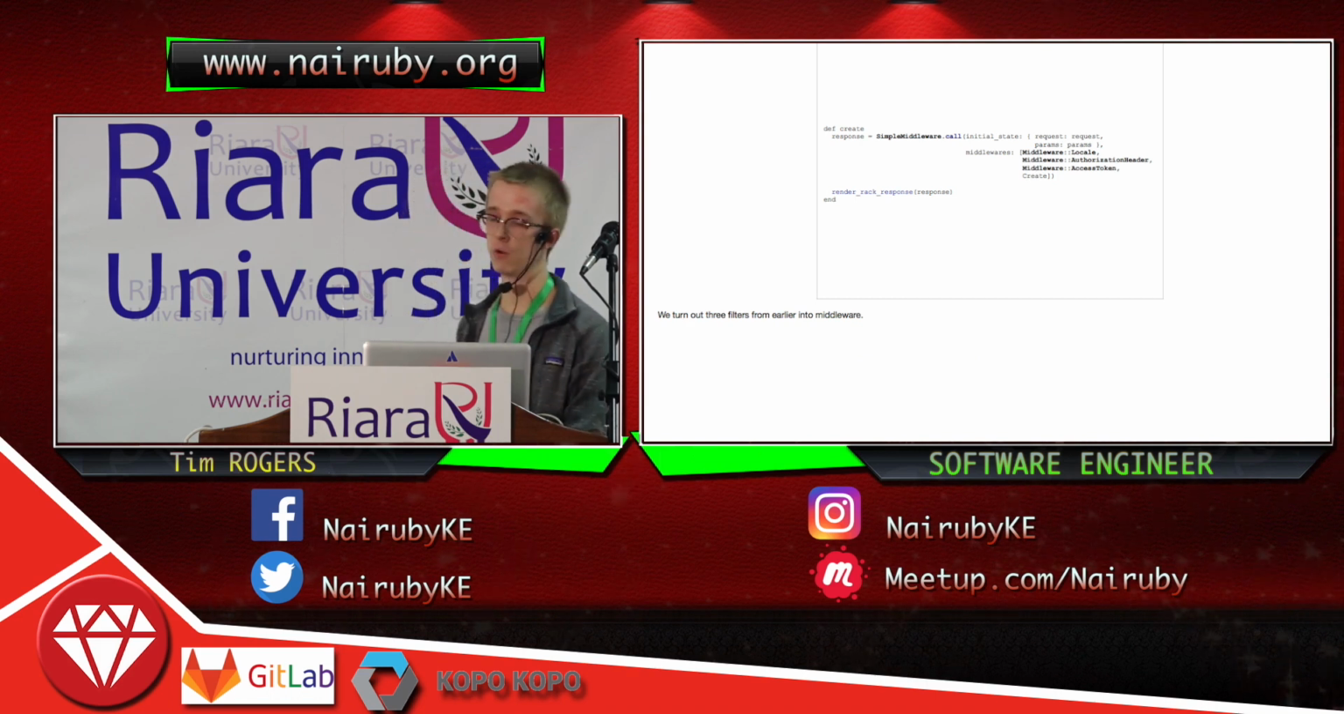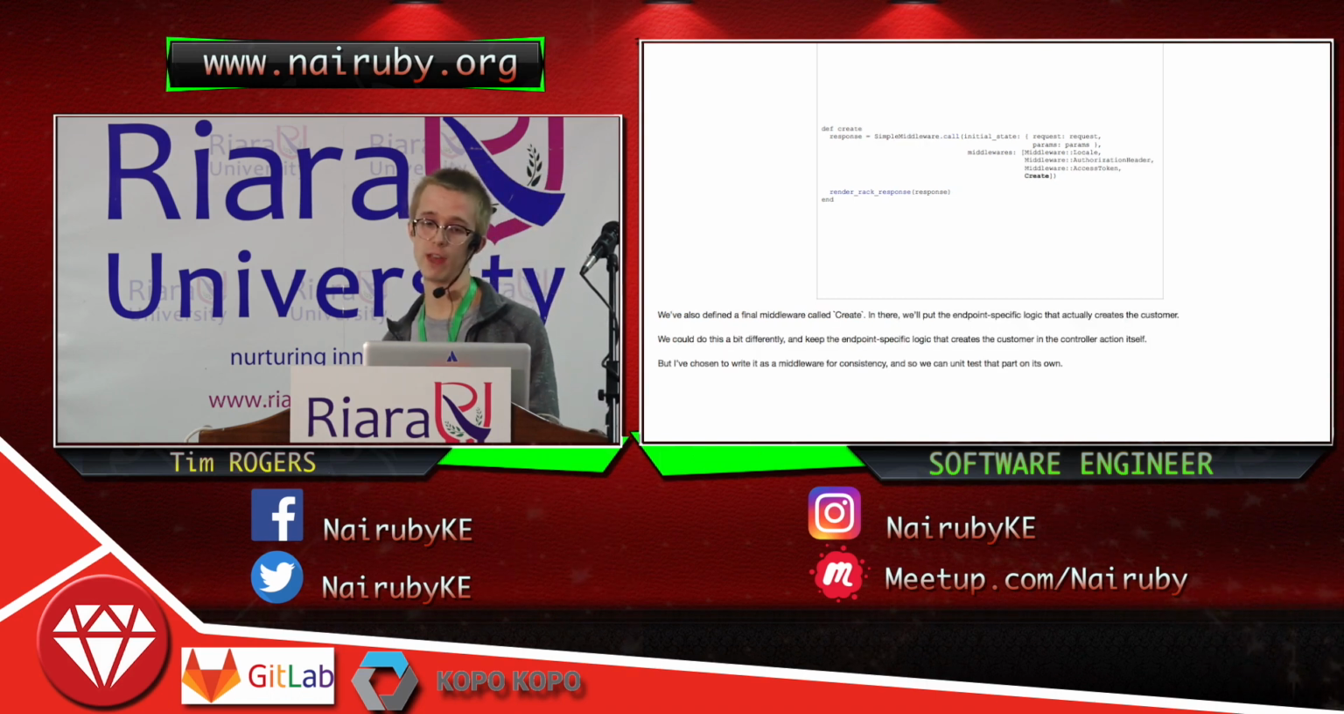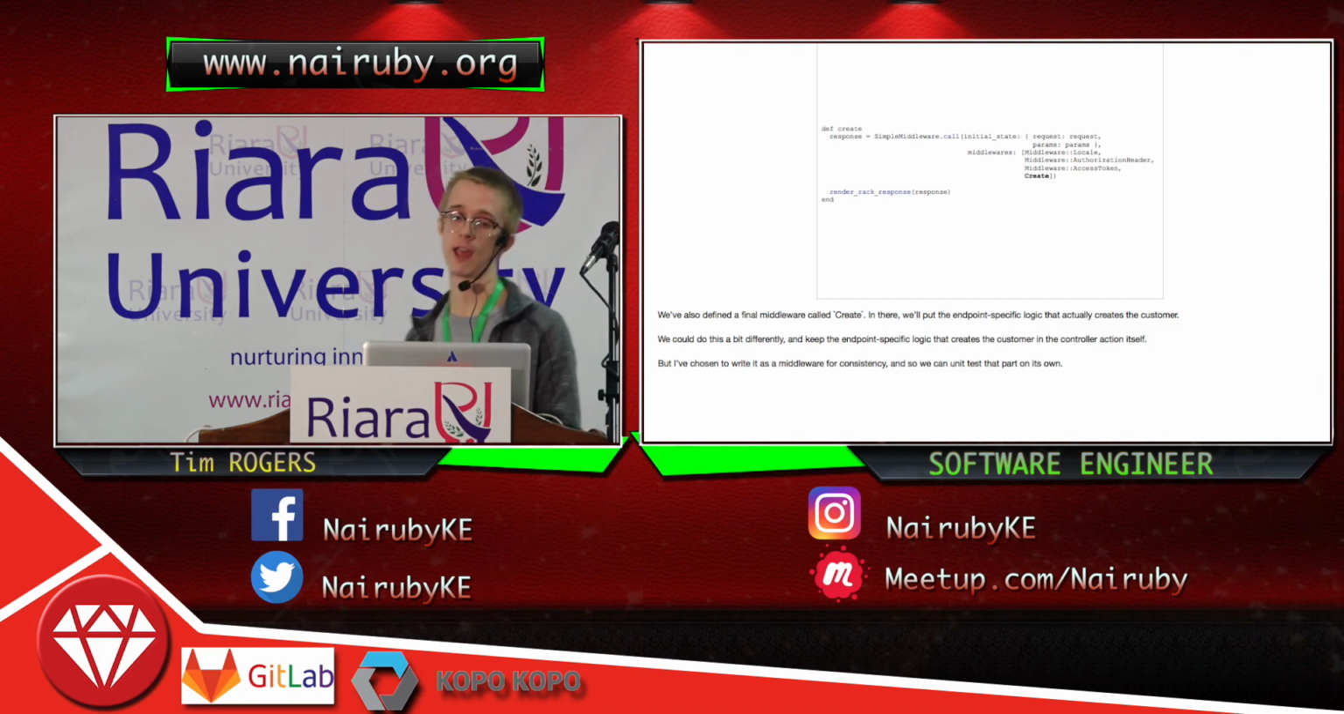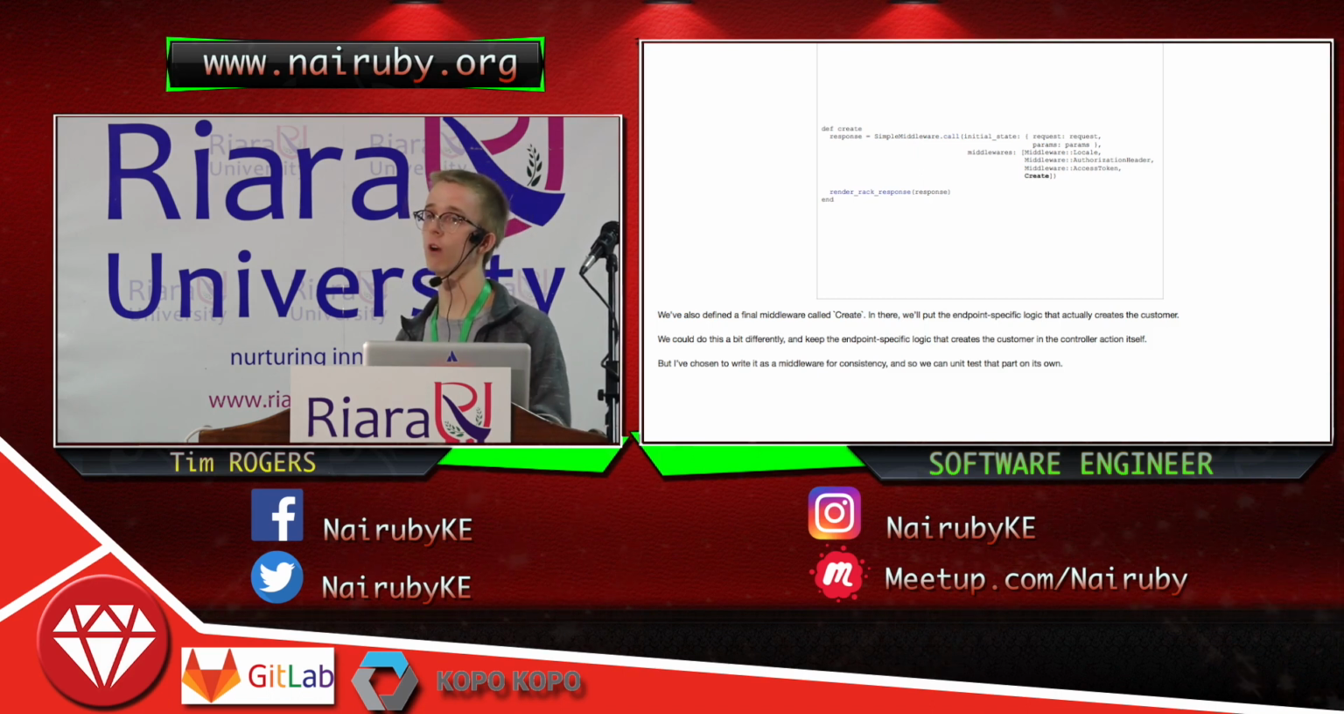It's worth noting here that I've also defined a final middleware called create. In there, we'll put the endpoint-specific logic that actually creates the customer. We could do this a bit differently and keep the endpoint-specific logic in the controller action rather than moving it to a middleware. I've chosen to write it as a middleware, though, for consistency, and so we can unit test that part on its own if we want to.